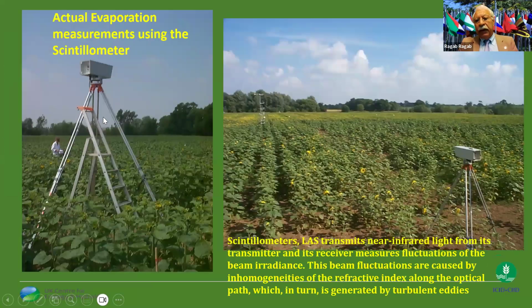The scintillometer is slightly different. It is a beam transmitted from the transmitter and detected at the other end by a receiver. So it transmits near infrared light from its transmitter, and its receiver measures the fluctuation of the beam intensity. These beam fluctuations are caused by inhomogeneity of the refractive index along the optical path.